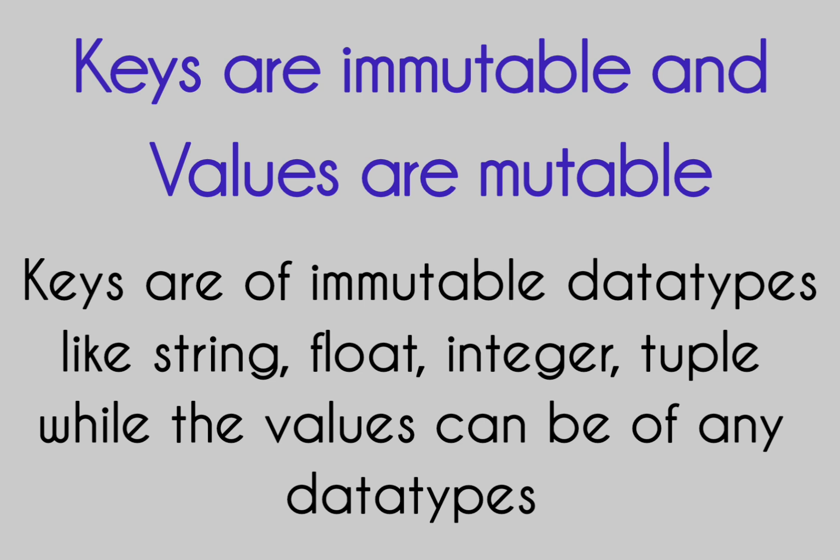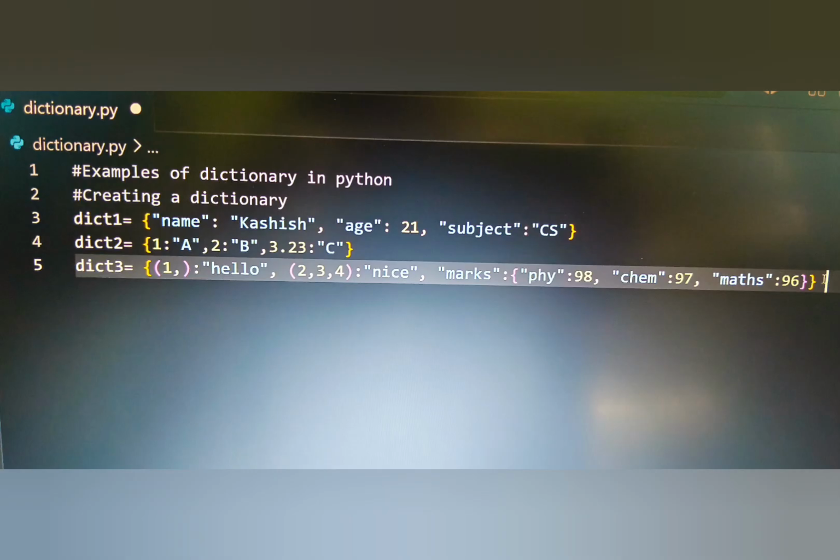And so we can change the values, but we can't change the keys. We will discuss this further with the methods also. So let's start talking about the functions. Here are some examples of dictionaries. Like what I said about the keys, here all the things I have written.